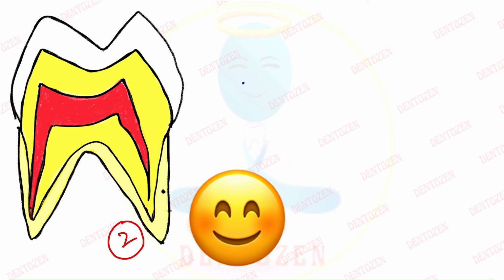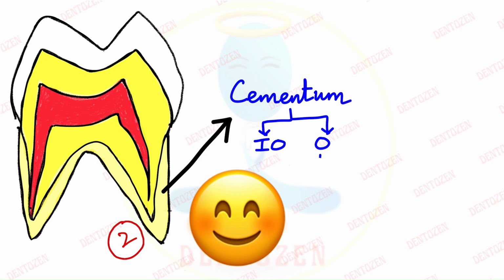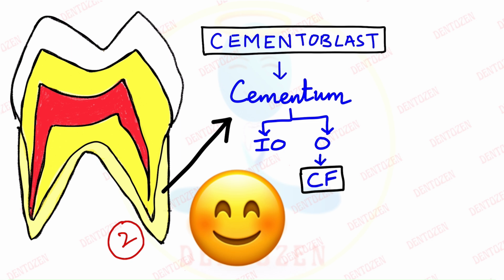Let's see. Cementum is made up of inorganic and organic material. Organic is mainly collagen fibers formed by cementoblast cells. So here you have your two things. First is the cell cementoblast and second is the fiber collagen fibers. Cementoblast looks like this when it comes from dental follicle, but recent evidence indicates that it can also look like this, which comes from HERS.